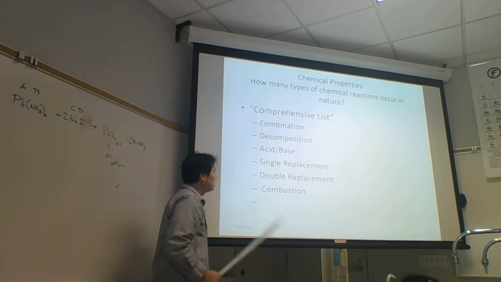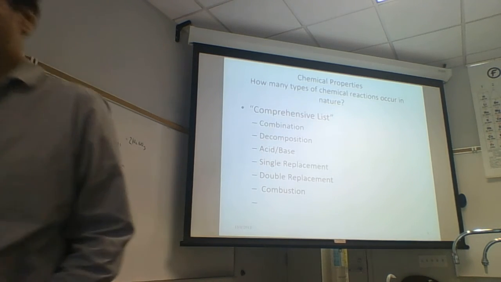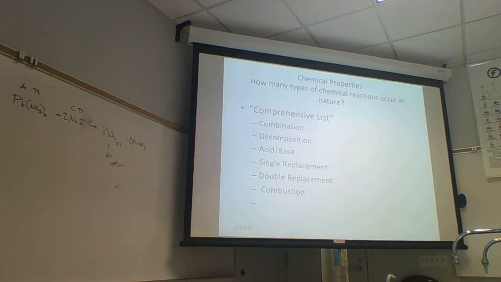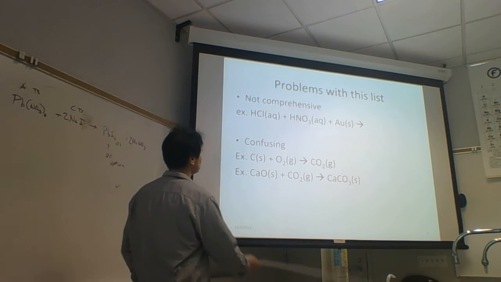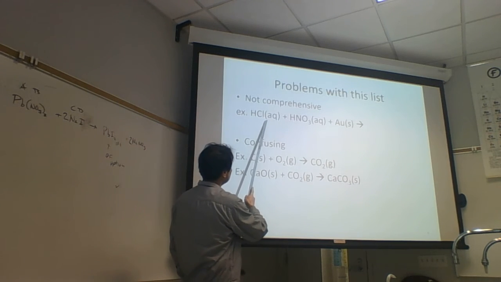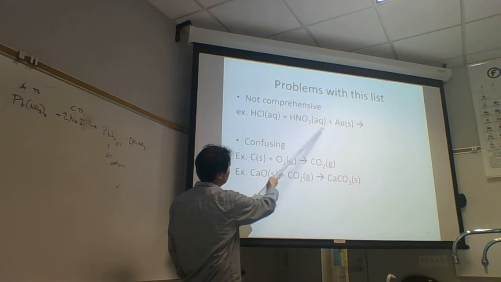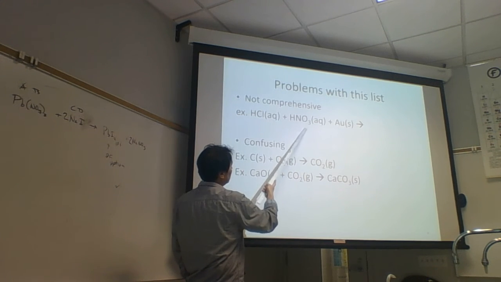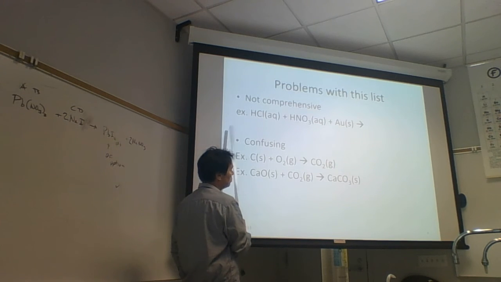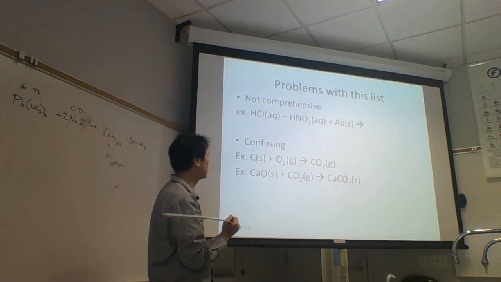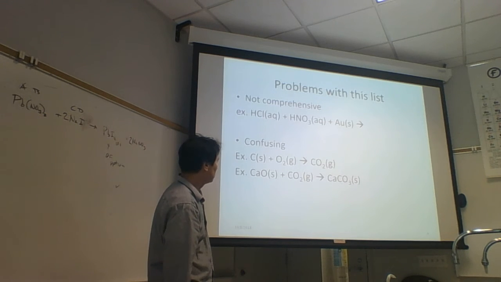If you look at the Chem 4 supplement, there are like a dozen different types of reactions to memorize. The list is a bit too long. Not only that, it's not comprehensive. It's okay if it's a long list, if it's comprehensive, but we'll have reactions like this: HCl, HNO3, and Au together. And this doesn't fit one of those categories that I just listed, nor does it fit any of the categories in the supplement.